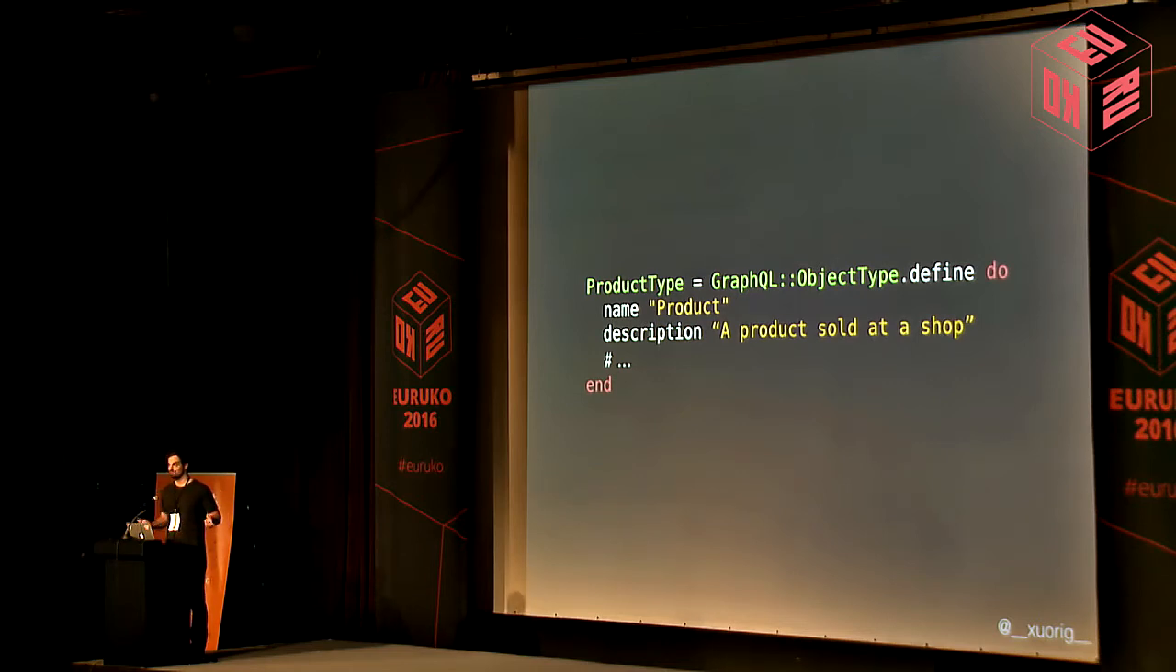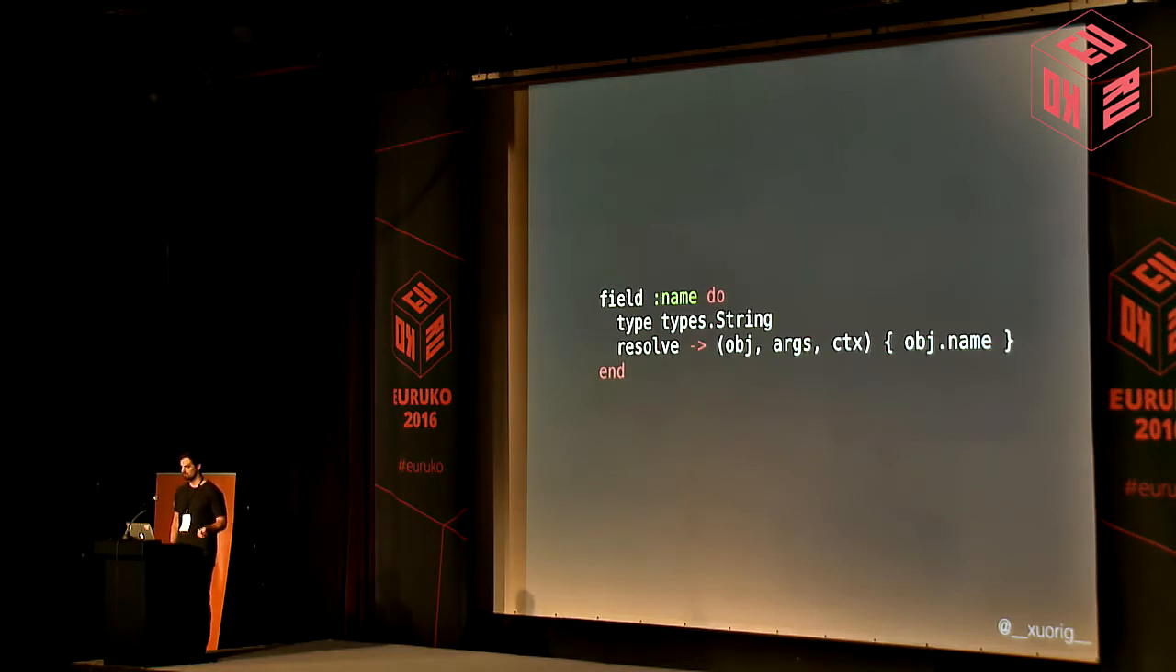So let's start with maybe defining our product type. And that's quite simple. We give it a name and a description. That's the basic stuff. And then maybe we'll have fields on that product. So for example, the field name here is pretty much just a one-to-one mapping with the database. We're just getting object.name.